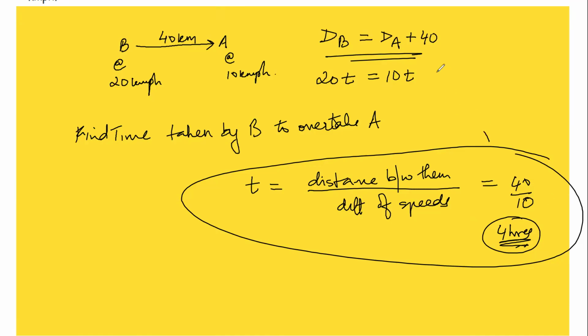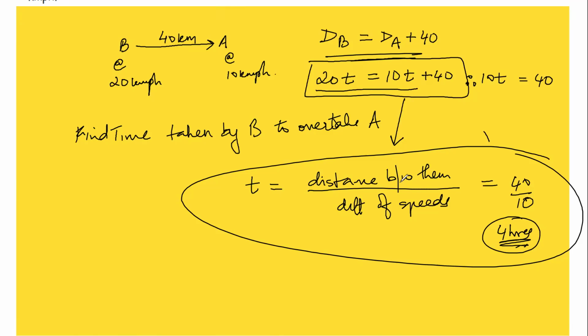Correct. So the distance by B is 20t, and the distance covered by A is 10t, speed into time of A, plus 40. Why plus 40? Because in order for B to catch up with A, B will have to cover those 40 kilometers, and hence we get this formula. If you see, 20t minus 10t is 10t, therefore 10t is equal to 40. Subtraction. And therefore t is equal to 40 over 10. What is 40? The distance between them. What is 10? The difference of the speeds.